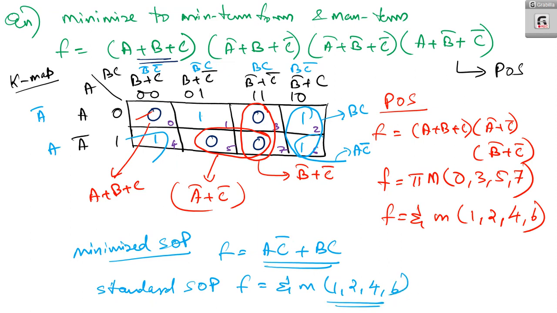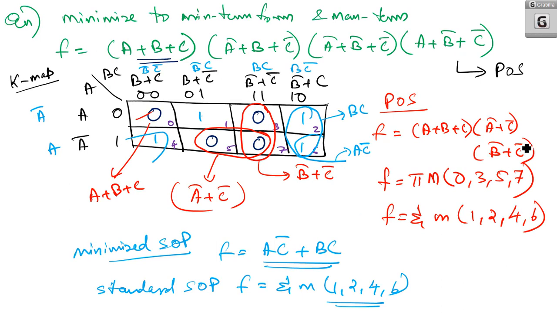So using the same K-map itself, I have reduced the given expression into POS form as well as SOP form. This is the reduced POS form, and this is the reduced SOP form. That means using K-map you can reduce the given expression into a minimum number of variables, or you can reduce the number of terms using K-map.